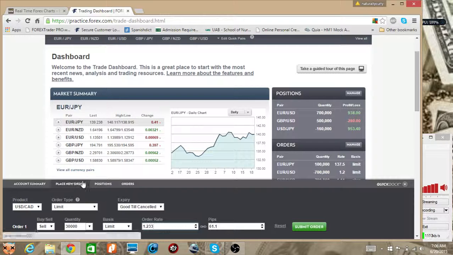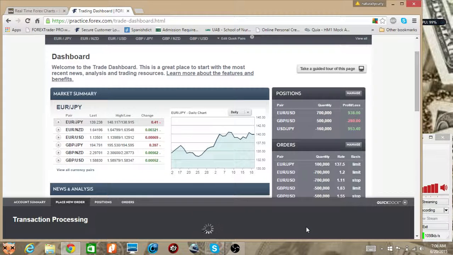I like to use the web trading system that they have because it's really simple to me, way simpler than the platform. I know how to use a platform, but I'm a very simple person, so this works better. So USD CAD, I'm going to place a limit order as a sell for 3 mini lots at the 1.2330, which is about 61 pips from its current position, and then I just submit.